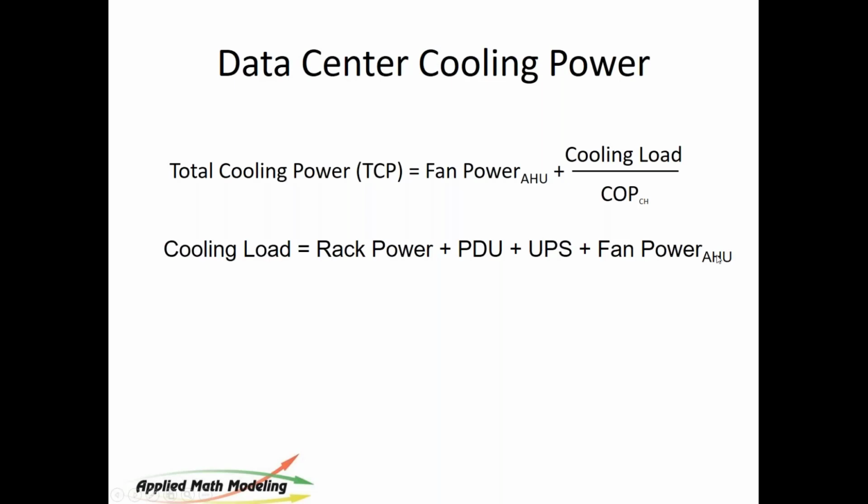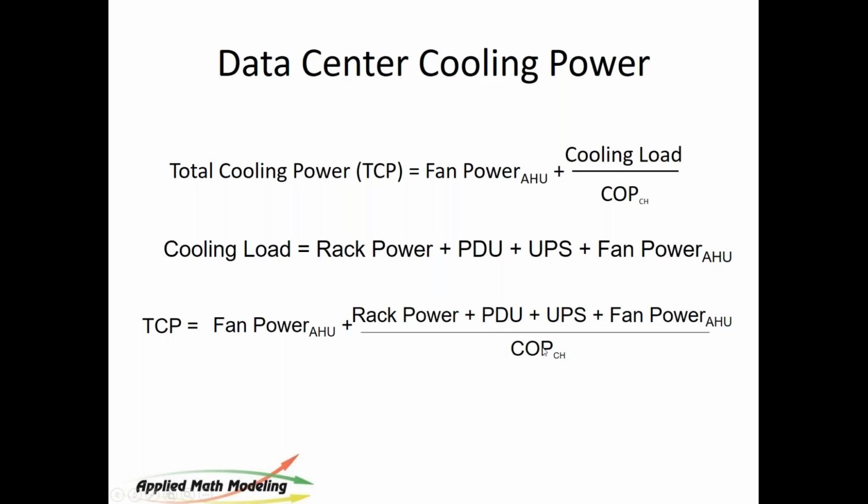And then, of course, fan power. Because remember, you pay for fans twice in a room. You pay once to put the heat in, to put the energy in to twirl them, and then that goes to heat and has to be pumped back out. So that's the cooling load. And so the total cooling power is the energy required to spin the fans on the AHU plus the energy required by the chiller to get all that heat back out of the room. So it's rack power plus PDU plus UPS plus fan power, over the coefficient of performance, the energy required to pump it out.